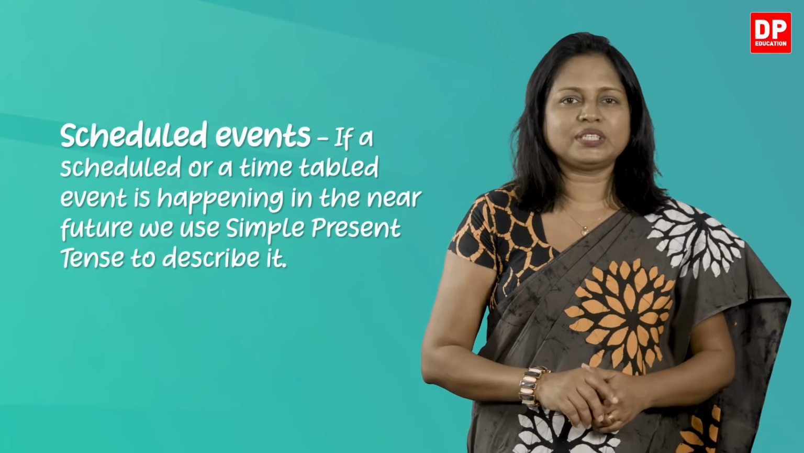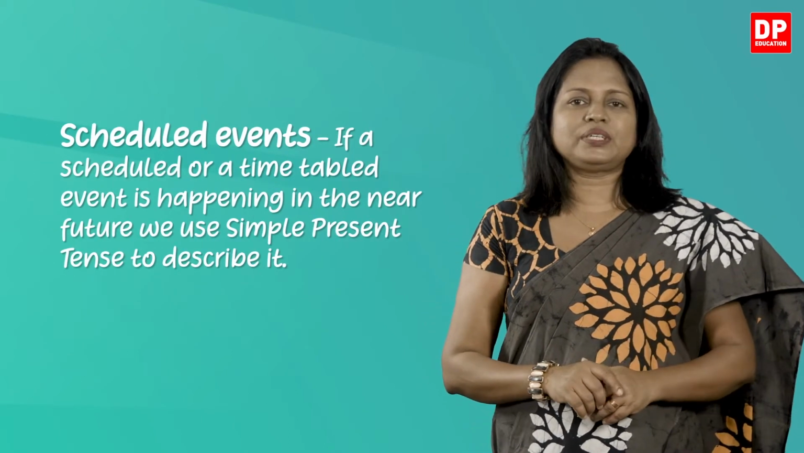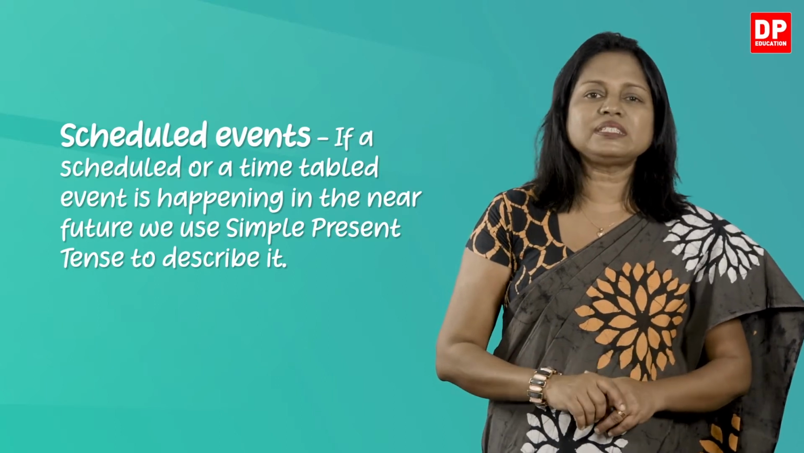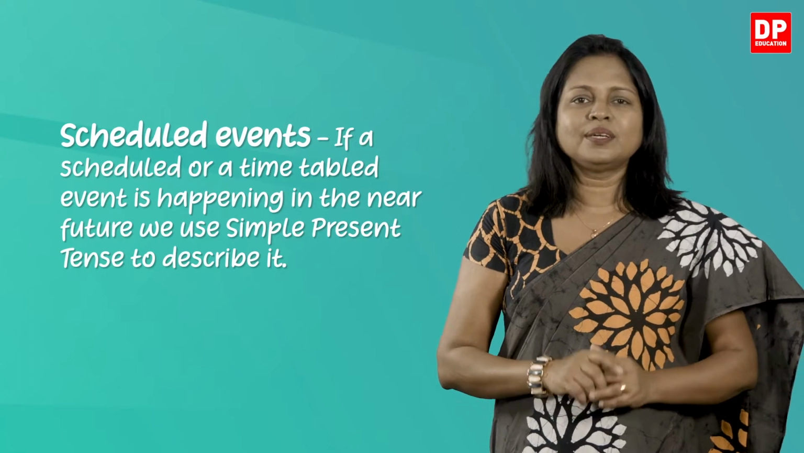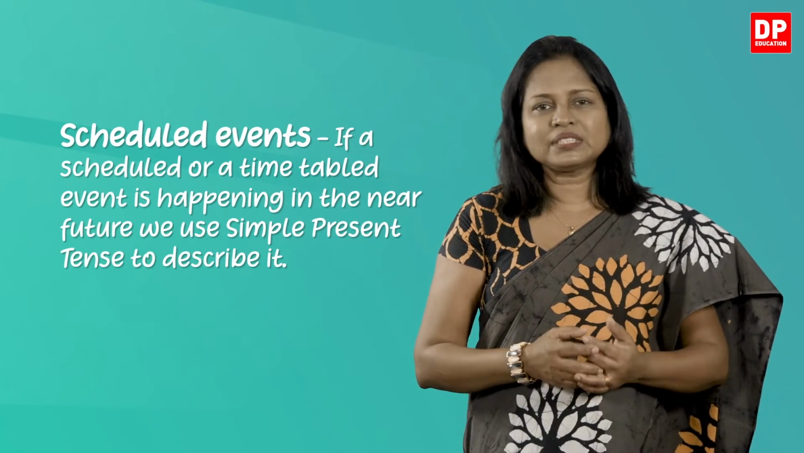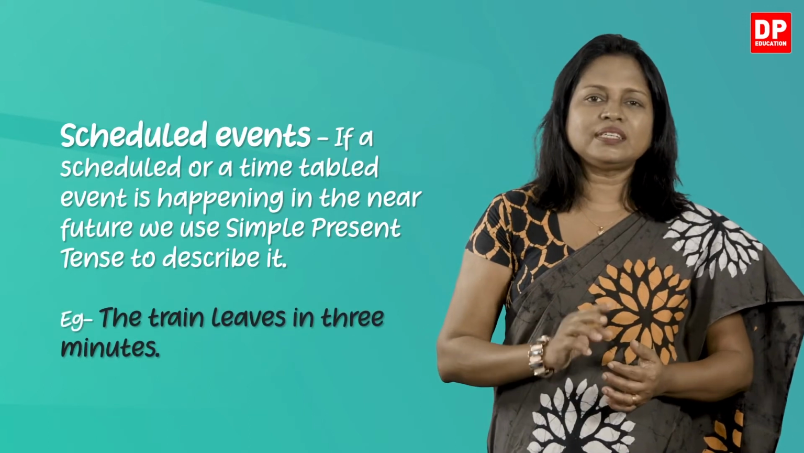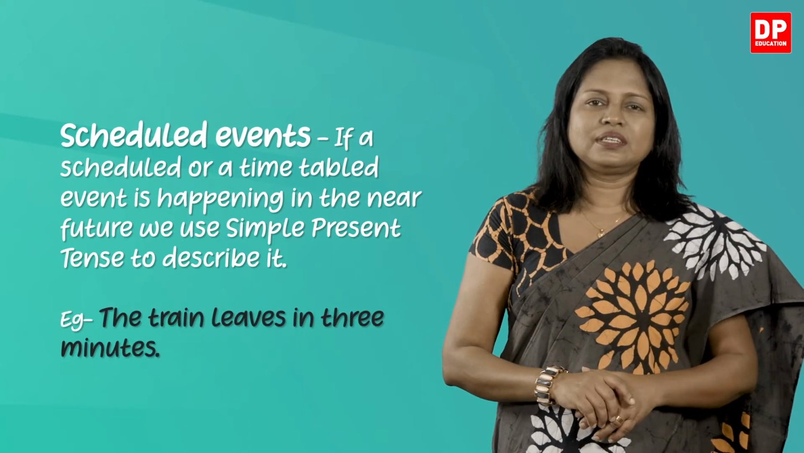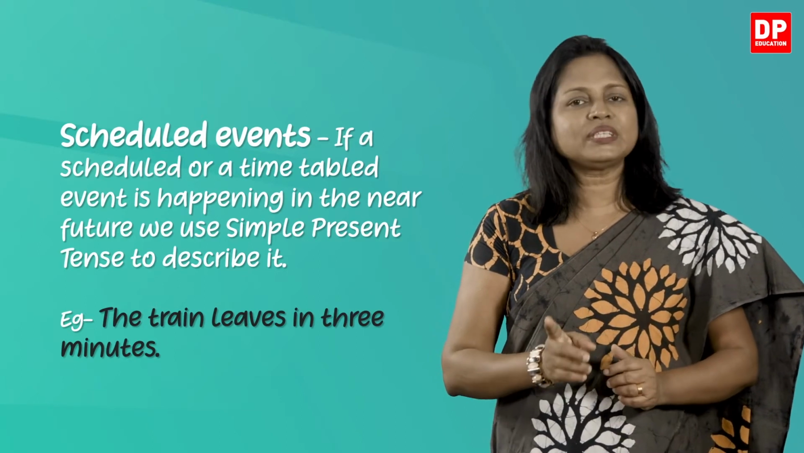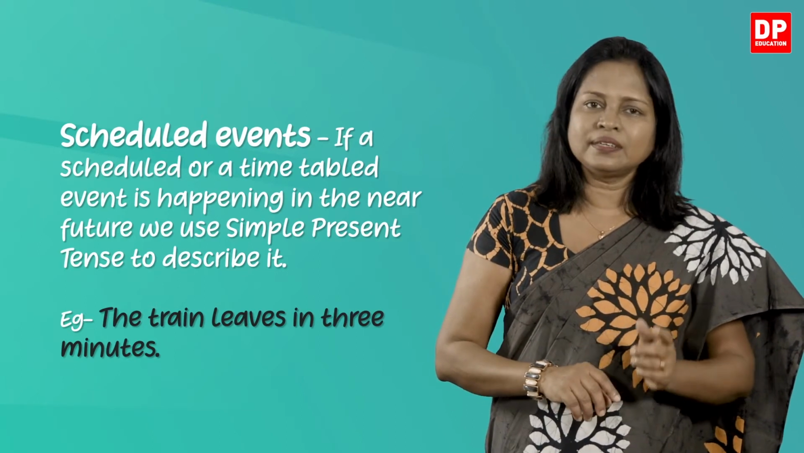Look at this situation. It's about a scheduled event. If a scheduled or a timetabled event is happening in the near future, we use simple present tense to describe it. For example, the train leaves in 3 minutes. Here the verb leaves is in simple present tense, although the action described is a future one.